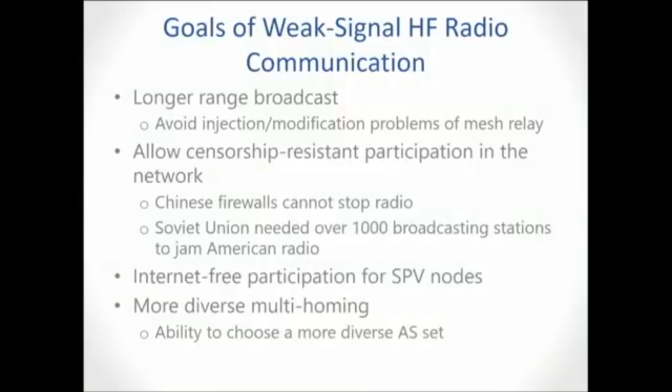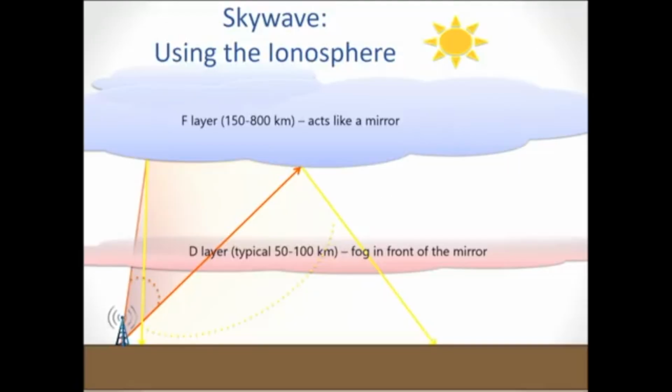So to put this in bullet form, our goals are: we want a longer range broadcast than a local mesh network, to avoid injection and modification problems of mesh relay, and the mesh relay people that you're depending on causing problems. To allow censorship-resistant participation in the network. This is especially good for the really short messages that SPV nodes send, so it's particularly favorable for them. And have more diverse multi-homing, the ability, as I showed you, to connect through more than one or two bottlenecks.